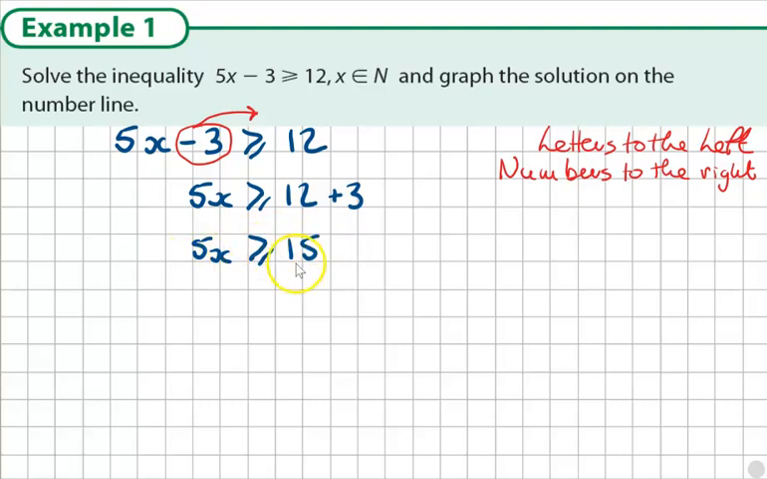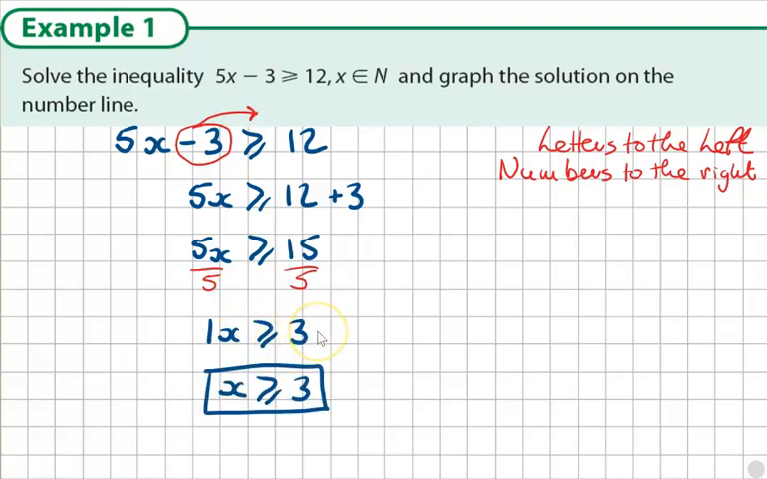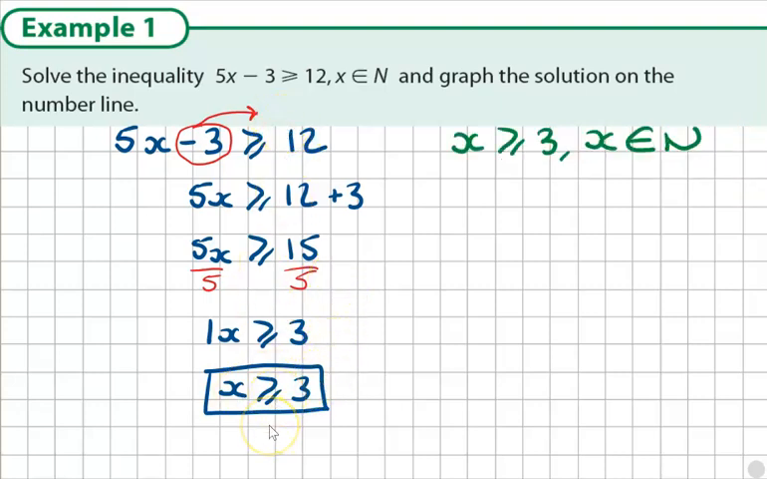So we're going to divide both sides by 5 to get the x on its own. And 5 divided by 5 is 1, and 15 divided by 5 is 3. So you get 1x is greater or equal to 3. So x is greater or equal to 3. Now notice that we divided here by a positive number, so we did not flip the inequality. We kept it as it was.